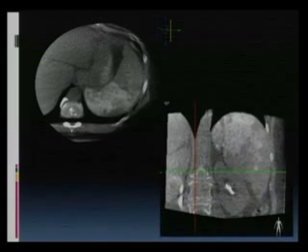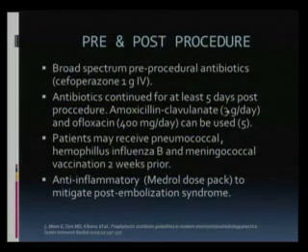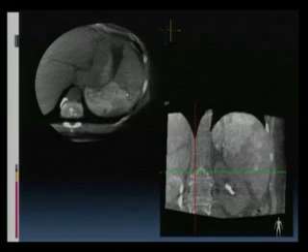This is the same patient, or not, I'm not sure, it's another patient, but this is the cone beam CT. So during the procedure, I was not sure how much I had embolized. So I did a cone beam CT, and then I did this reconstruction. This clearly shows me how much volume I've embolized. So you can actually estimate during the procedure how much volume you embolized.